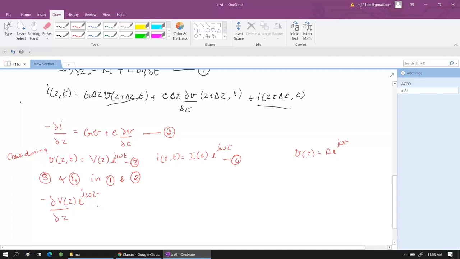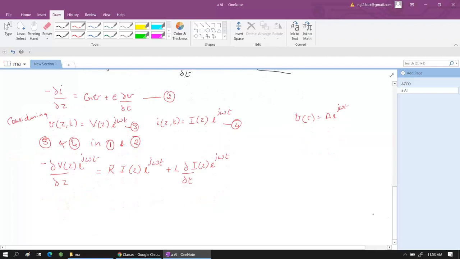You have the equation 1, which is equal to R of I. What is I now? It is I of z e to the power j omega t, plus L of dou I by dou t. So dou by dou t, I is nothing but I of z e to the power j omega t. Now what do I have to do? I have to simplify this. How can I simplify this?